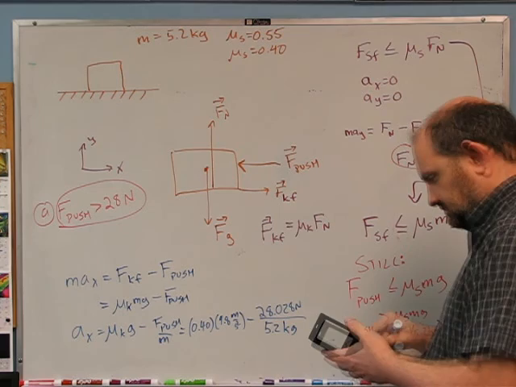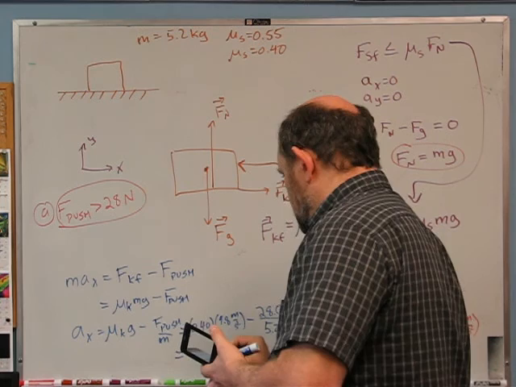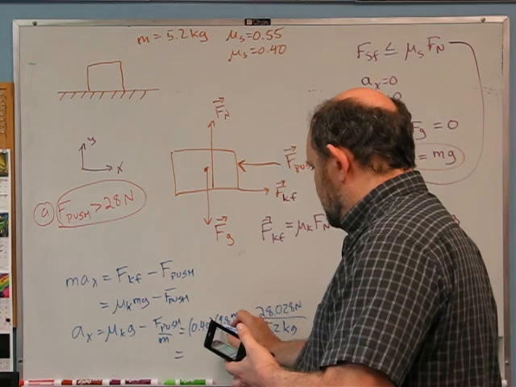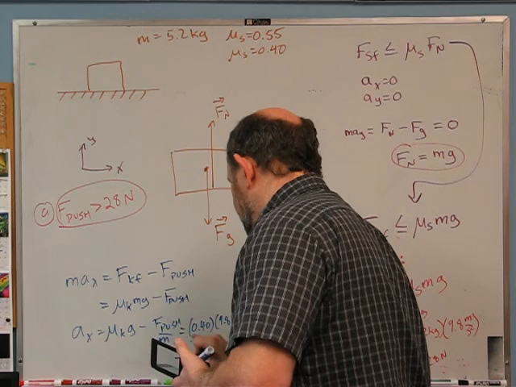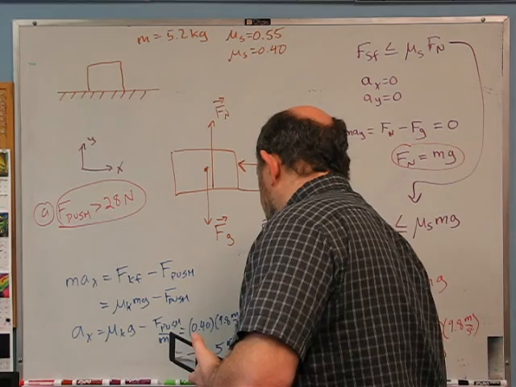And I get a_x is equal to, so we have two sig figs here, and that thing would have come out to the 10th place. So to the right number of sig figs, a_x is equal to minus 1.5 meters per second squared.